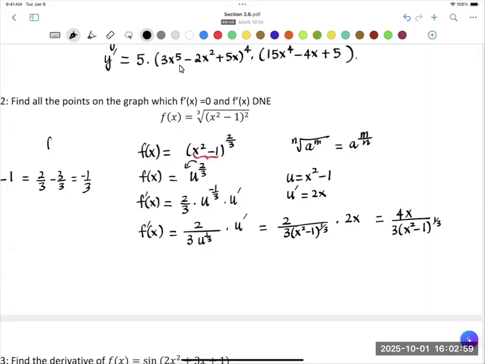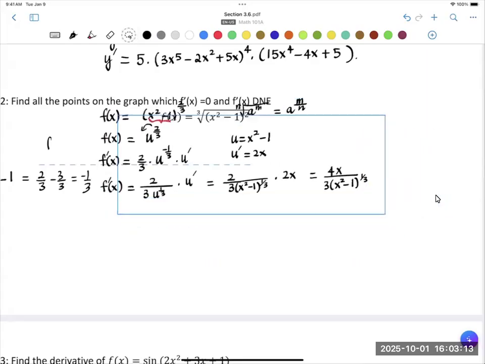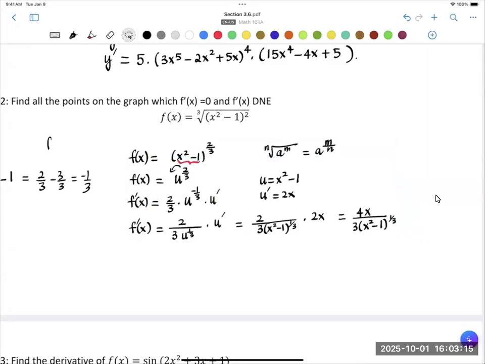Okay. And in the problem, we want f prime equals 0 and f prime does not exist. Okay. So this is a rational function. So when you have a rational function, f prime equals 0 is when the numerator equals 0 because the denominator cannot equal 0. So f prime equals 0 will give you 4x equals 0, and that will give you x equals 0.